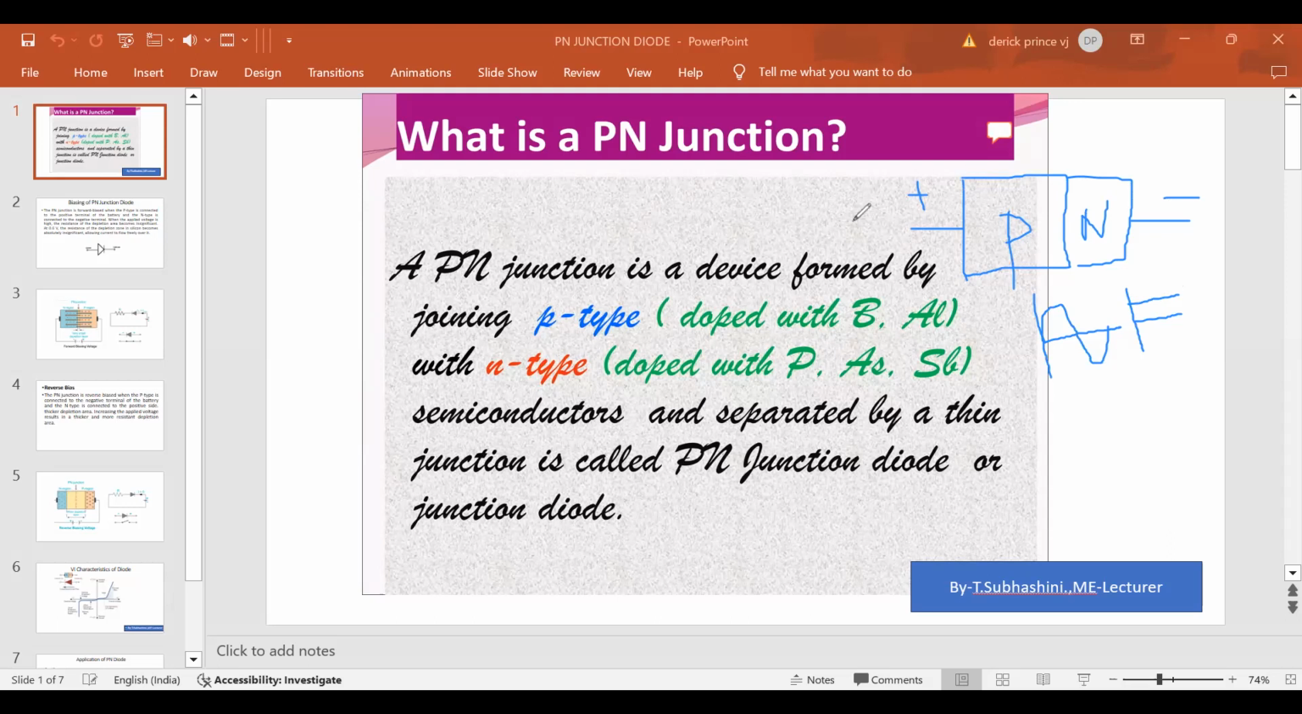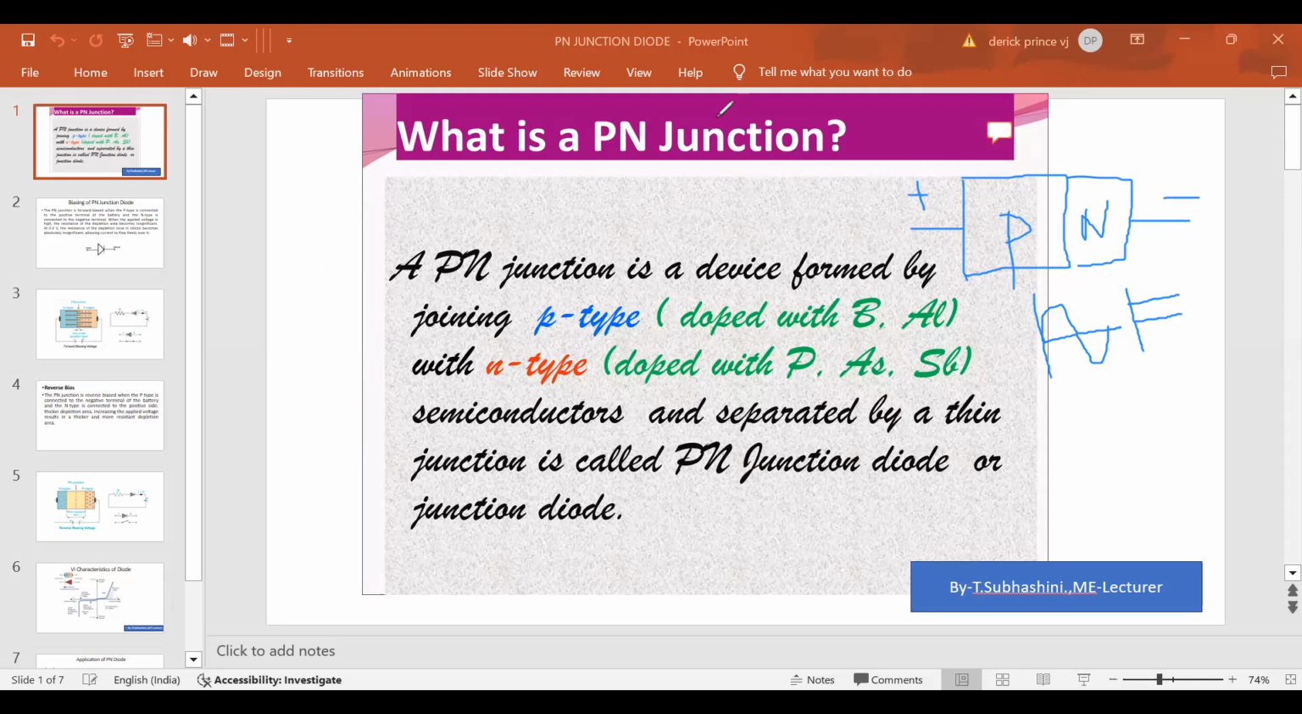These are the terminals they have, positive and negative terminal. And if we give biasing, biasing is when we give the voltage. What happens to this PN junction diode and what are the characteristics? VI, voltage and current characteristics. That's what we are going to see. It's a simple topic, a basic topic.